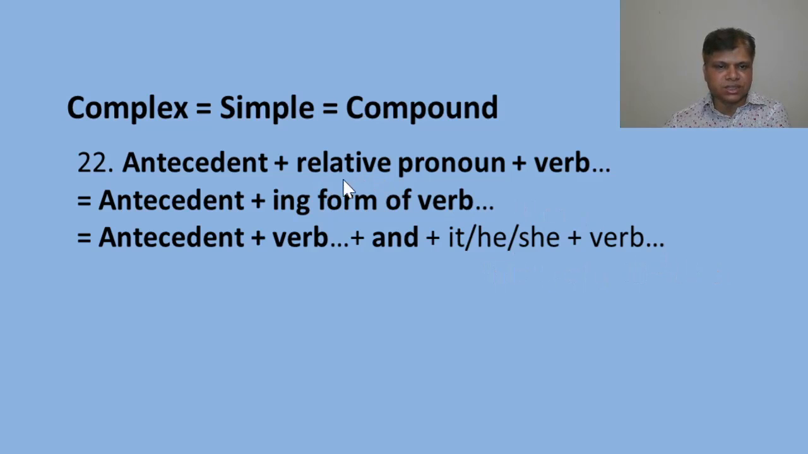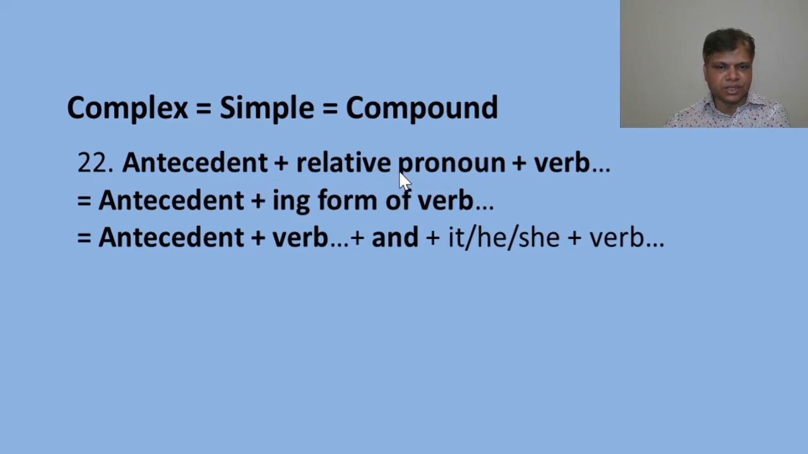So the sentence which contains a relative pronoun is a complex sentence. And what is an antecedent? An antecedent refers to the noun or pronoun that goes before the relative pronoun. That is, the noun or pronoun that takes its place before the relative pronoun is called an antecedent.